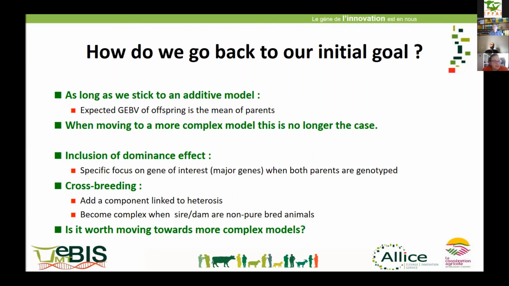But moving to crossbreeding, again here we can add a component linked to heterosis, but it can become complex when sire and dam are already admixed animals. So the question was, is it worth moving towards a complex model in order to predict the value of offspring, and how can we do that?